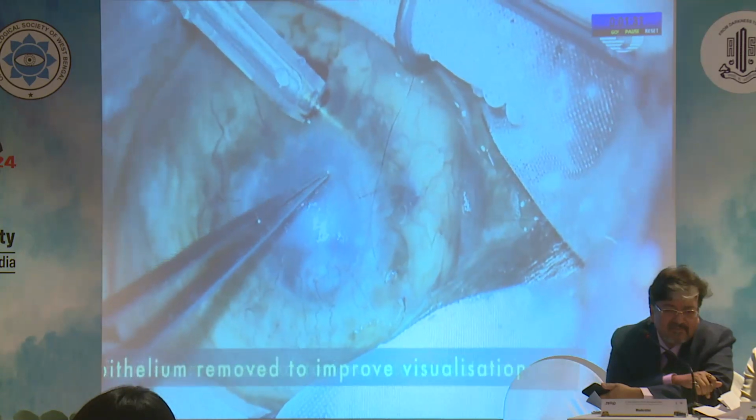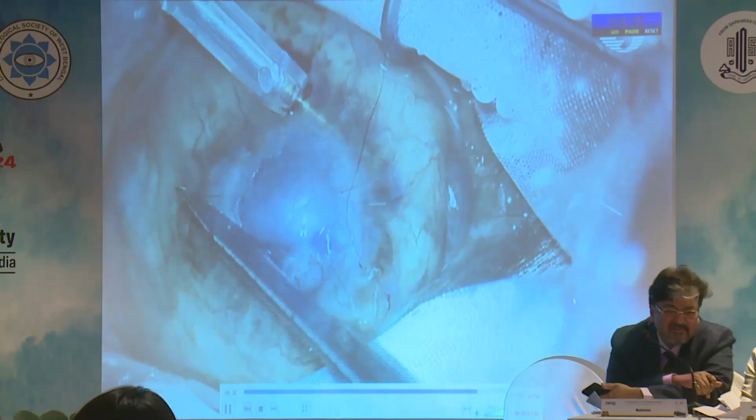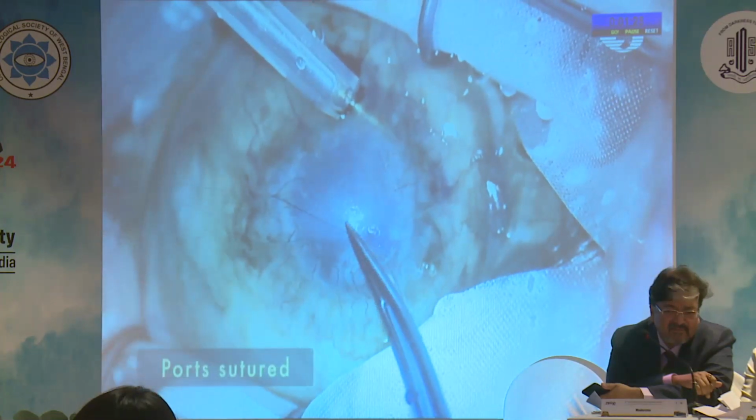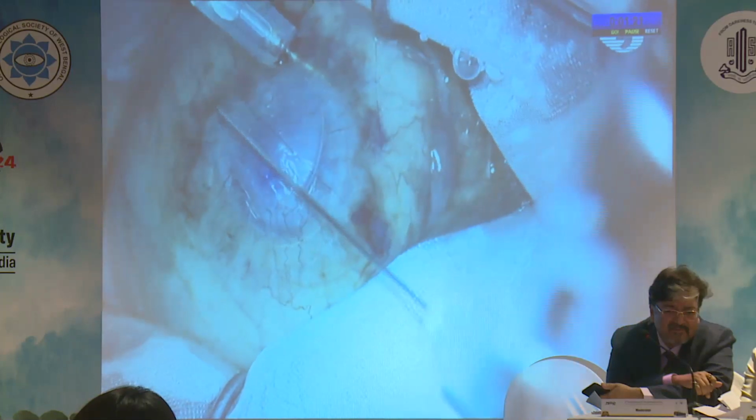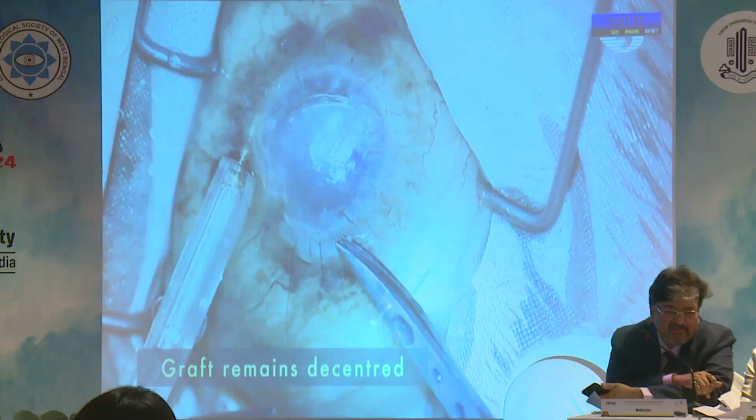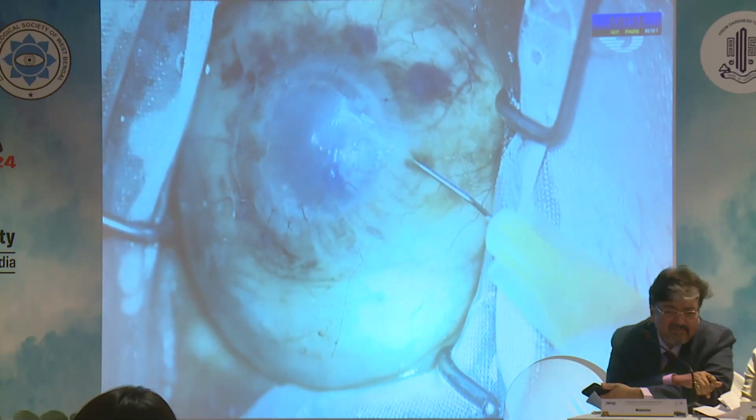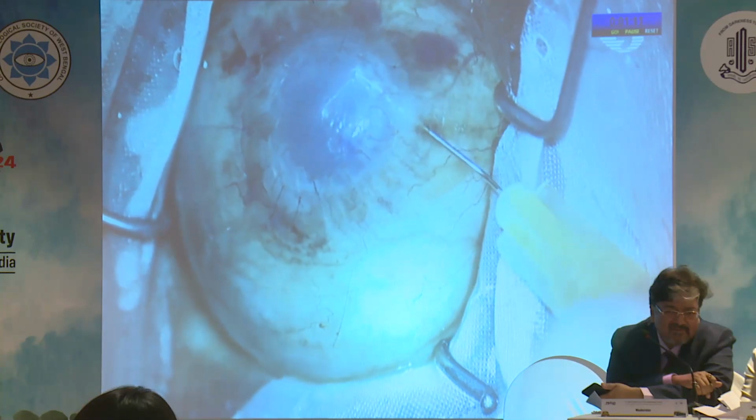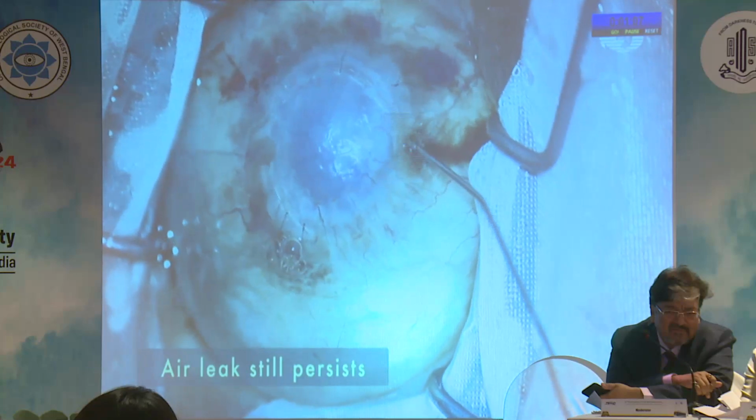The epithelium is removed to improve visualization. The main wound and side ports are sutured and air is instilled, and the graft does unfold with some stroking of the graft edge. However, it does remain decentered. A bent 30-gauge needle is used to inject air and simultaneously engage the graft in the periphery and move it centrally. Leak of air is however still noted.